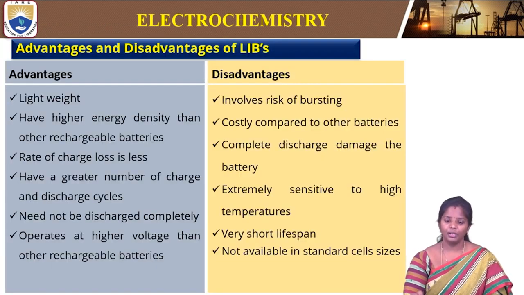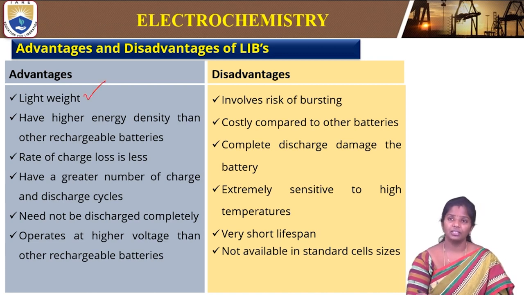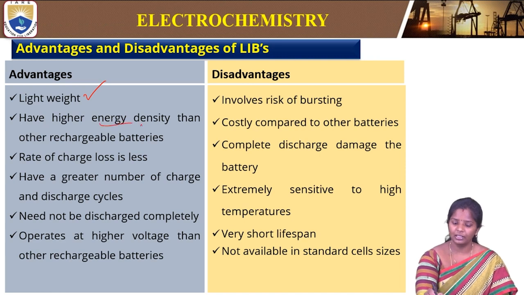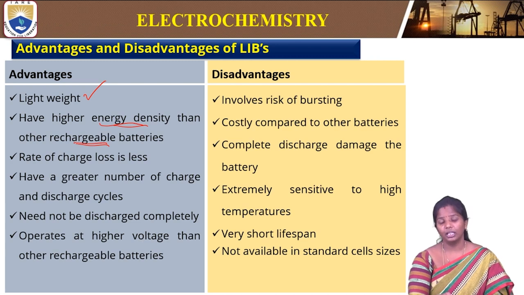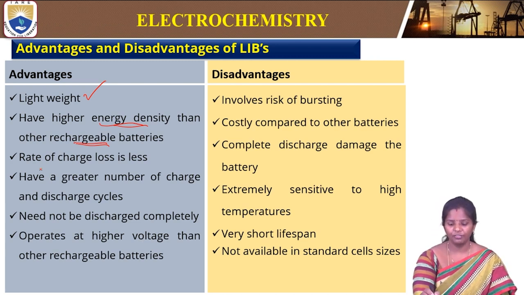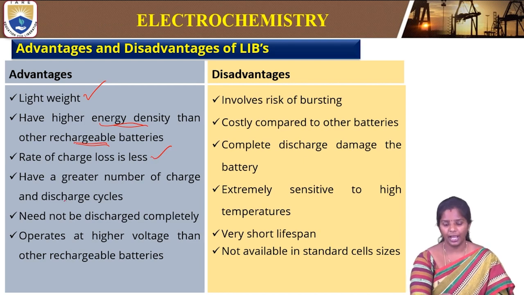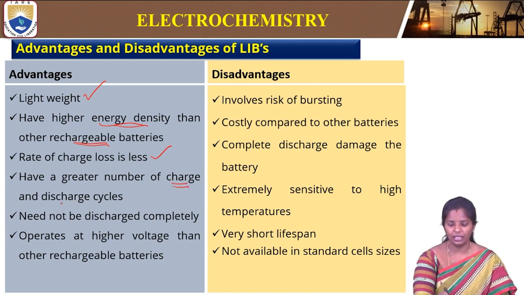So what are the main advantages and disadvantages? Advantages are that it is lightweight and has high energy density compared to other rechargeable batteries. It has very good energy density, as we have seen in the plot, compared to nickel cadmium and lead acid batteries. Then the rate of charge loss is less, and it has a high number of charge and discharge cycles.